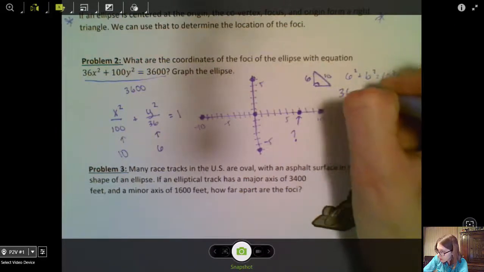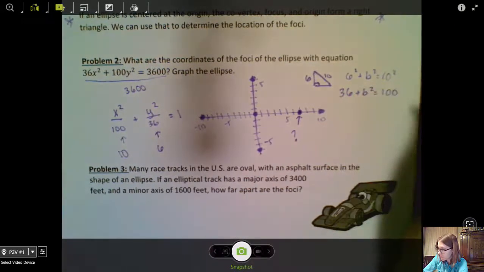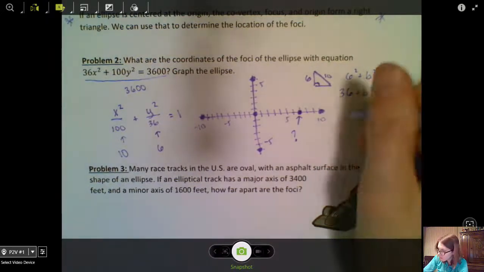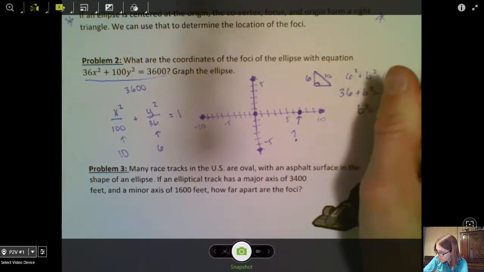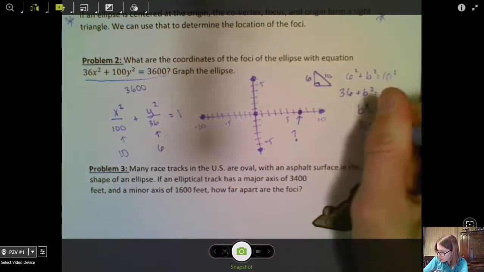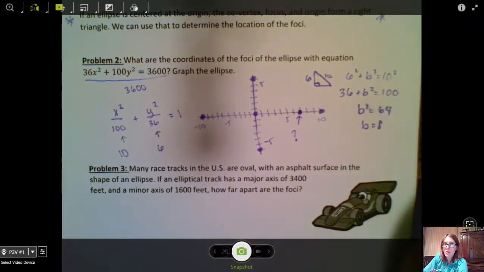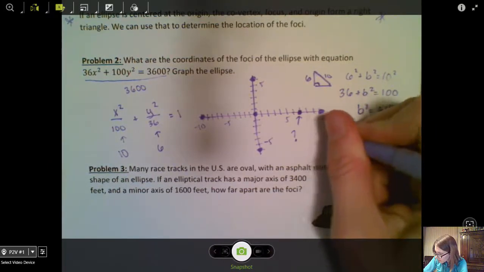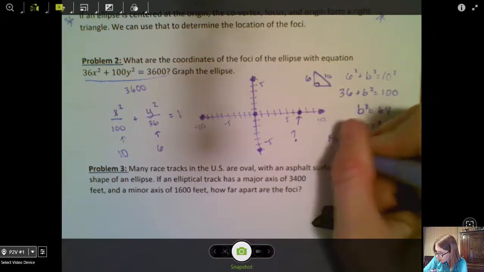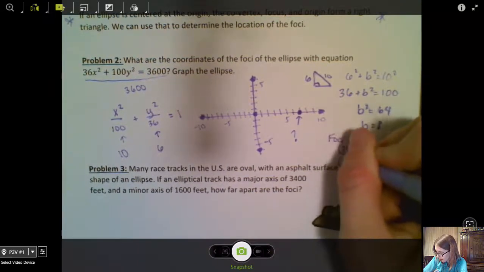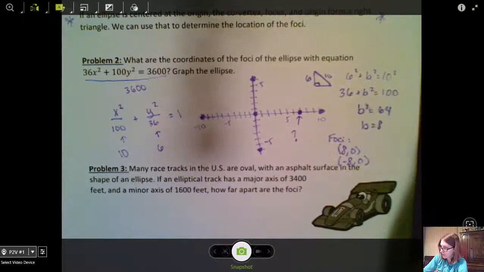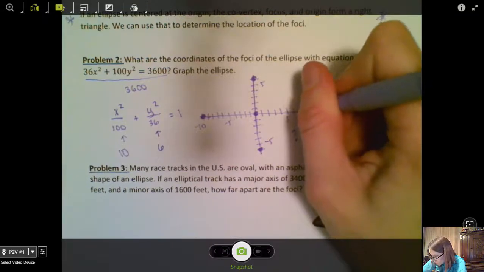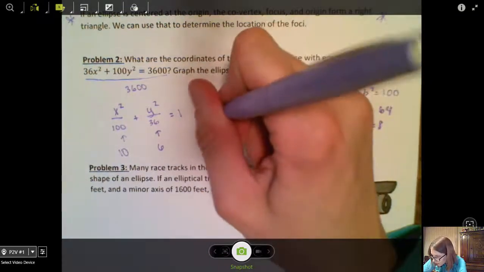So 6 squared is 36 plus b squared equals 100. That means b squared is 64, and my pen's dying on me here. b is 8 once you square root both sides. So that means my foci are at (8, 0) and at (negative 8, 0). So really I should include those on my graph here: (8, 0) and (negative 8, 0).